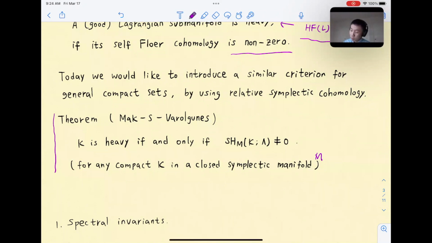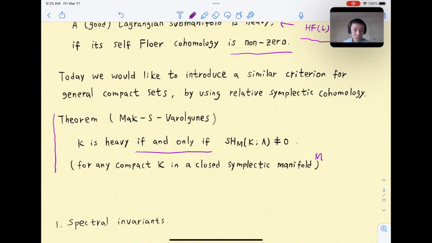And some quick comments about the statement. First, it is an if and only if statement. Therefore, it's somehow a full characterization of this heaviness. Compared with the above theorem, in some cases one has only a one-way implication, but in this case, since both of these two invariants are defined by Hamiltonian Floer theory, it's reasonable to have an if and only if statement.